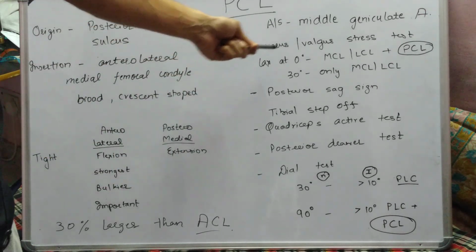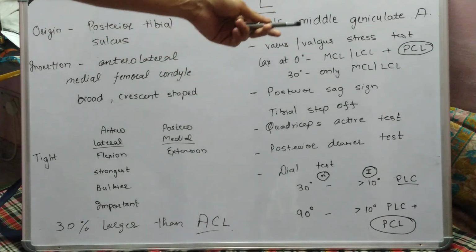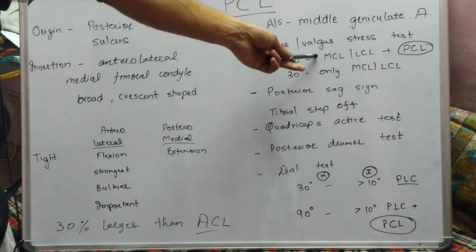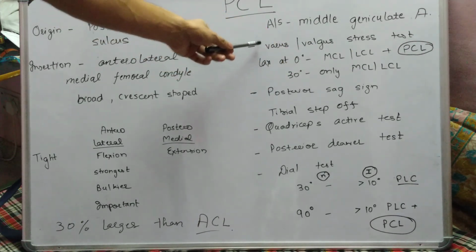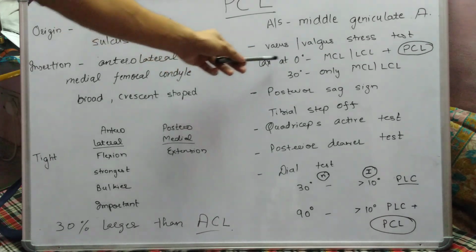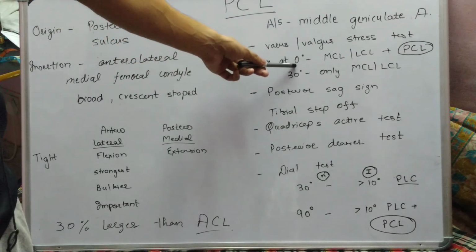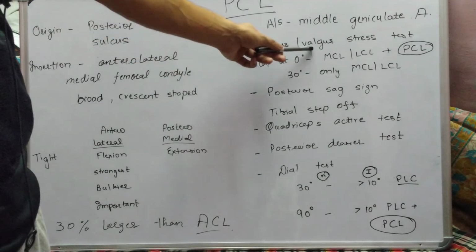So first is the varus valgus stress test. This is similar to the test we perform for the MCL and the LCL injury detection. We perform this test at 30 degrees of flexion. First it is done at 0 degree flexion, which means in full extension.